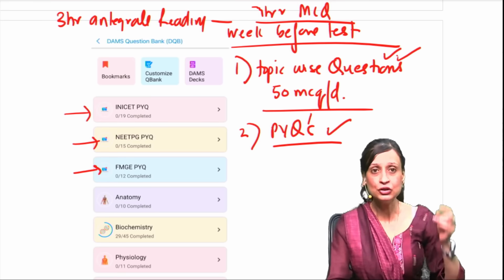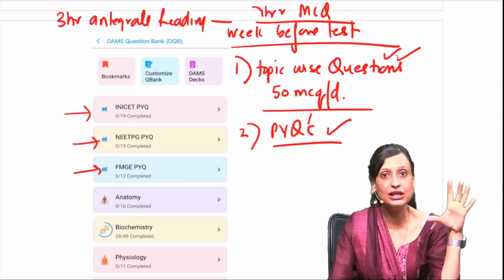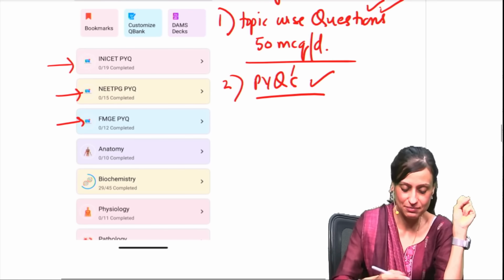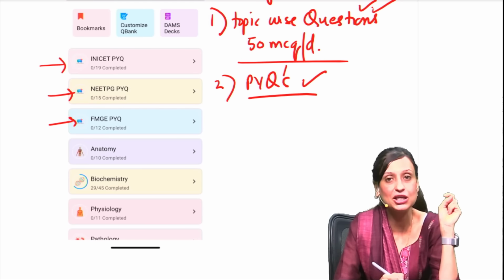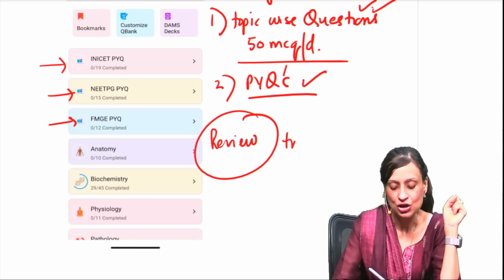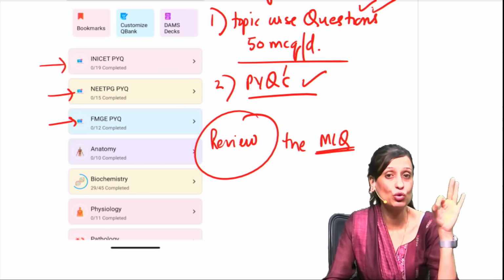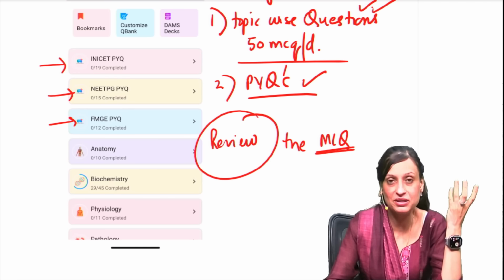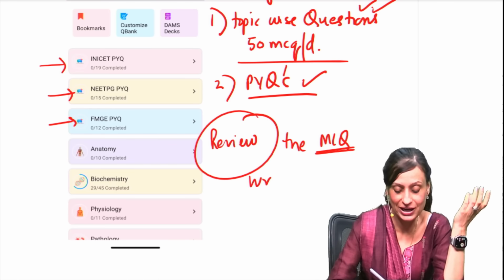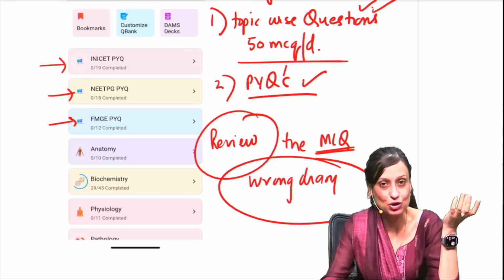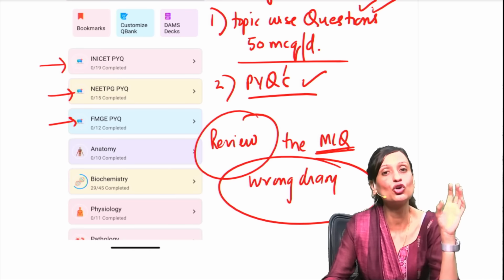So these are the 2 things that I really want you to focus on in the week before the test. Also, please remember, whenever you are doing MCQ practice, reviewing is important. Review the MCQs that you have done, which means I want you to find out which topics or subtopics you have done wrong. That is why I keep specifying that whenever you are doing MCQ practice, you must make a wrong diary.